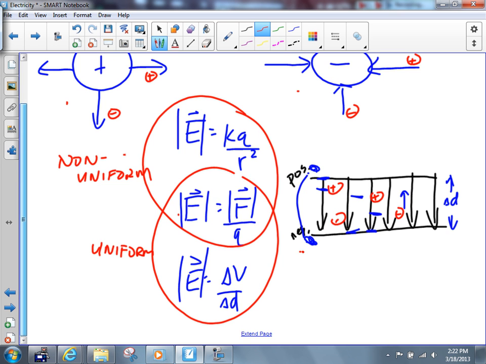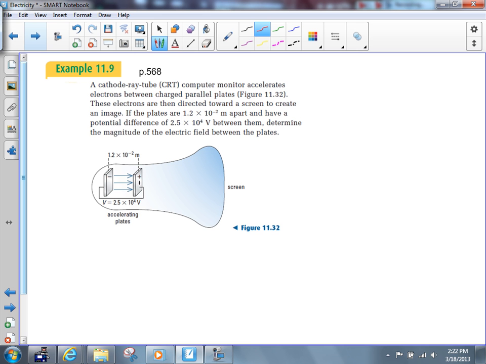Let's take a look at an example that we have on page 568. Let's read through this. And first of all, after we read through it, let's determine what's not really important to this question, what's not really relevant to the question. Somebody at the end of last class was asking me what kind of stuff can we expect to see on tests?